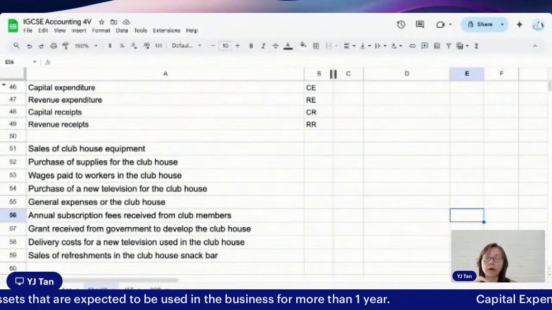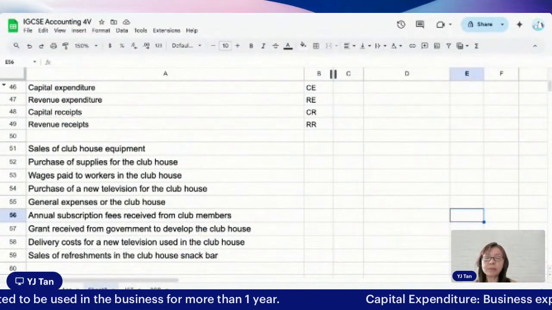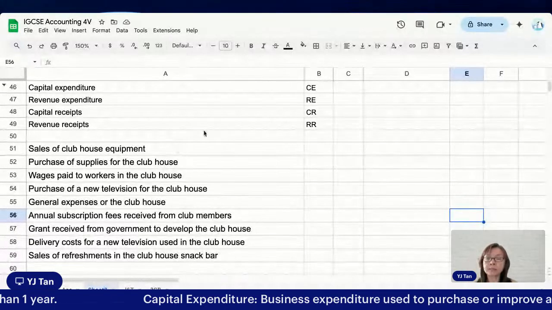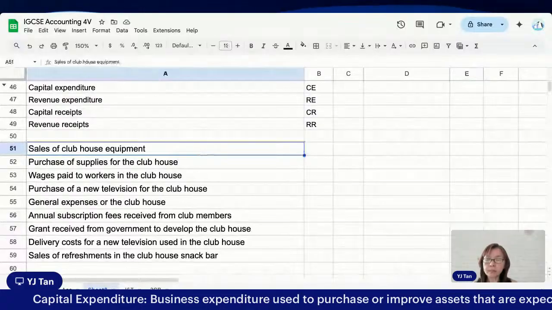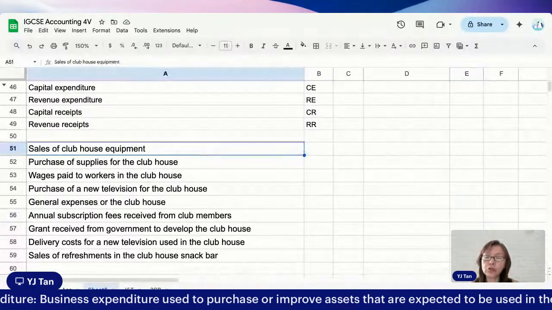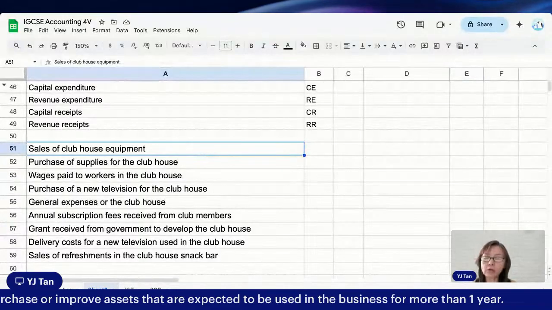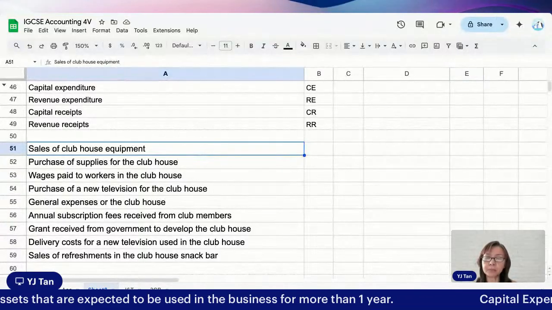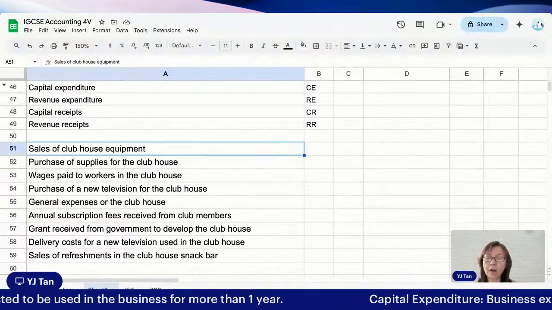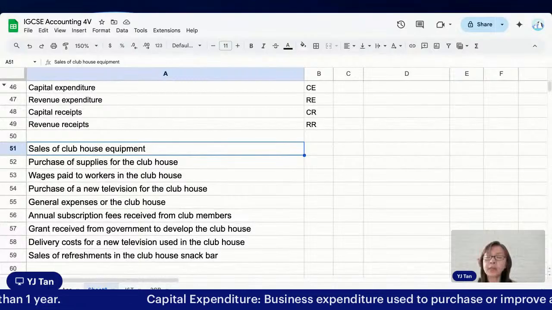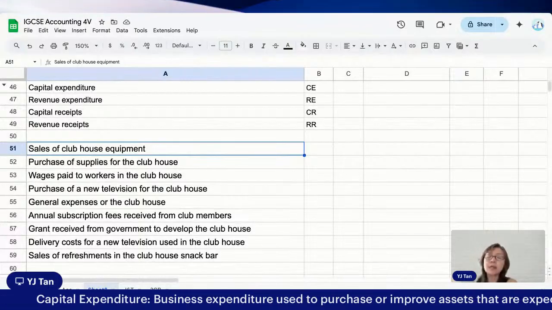Okay, let's have a look at one of our examples so that I can show you how it works. This is a business which is running a clubhouse. So for a clubhouse, there are many possible expenses and also income. The sales of clubhouse equipment means the clubhouse business is selling the equipment inside the clubhouse.